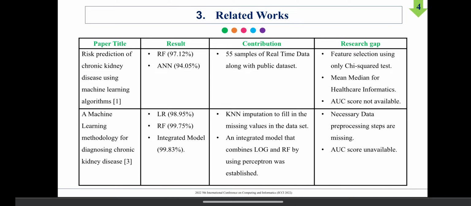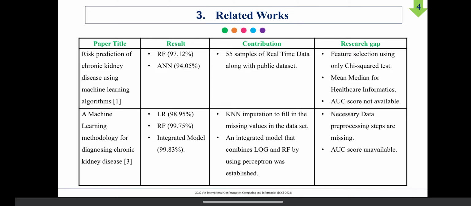Here are a few significant related works. The major contribution of the first paper is that the researchers have used 55 samples of real-time data along with the public dataset, but they have used only the chi-square test for feature selection, and they have applied mean-median imputation. Also, the AUC score is not available in their paper.